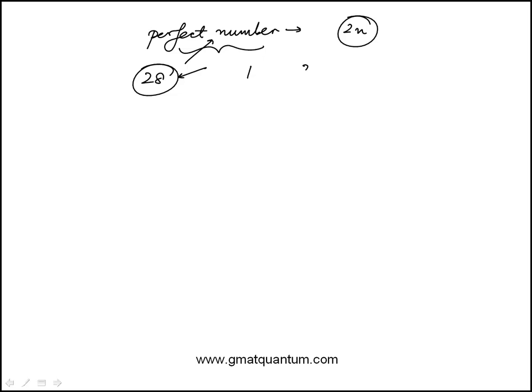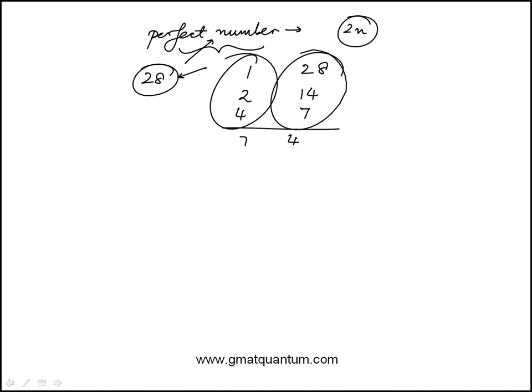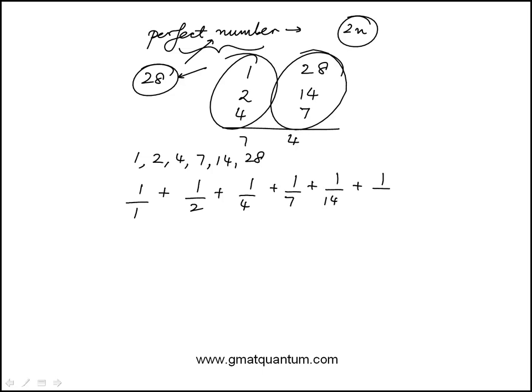So you have to list all the factors of 28, so 1 and 28, 2 and 14, then it's 4 and 7, and that's it. It's going to flip to 7 and 4. So these are the 6 factors, 1, 2, 4, 7, 14, and 28, and they're asking for the sum of the reciprocals of these numbers. So this is what we're looking to add.